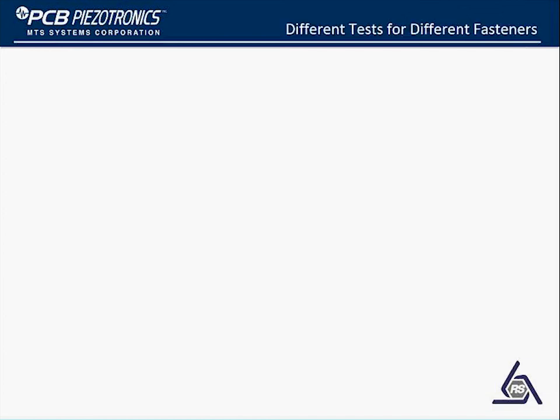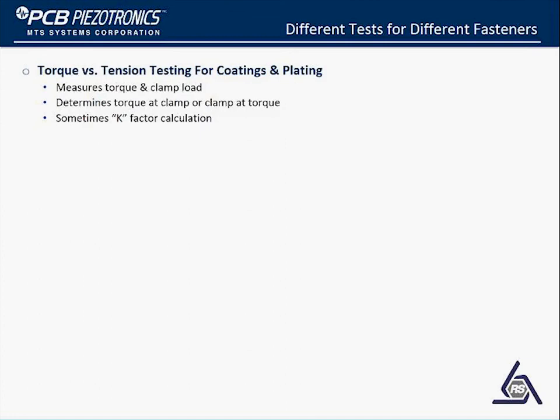So there are different tests for different types of fasteners. There's torque versus tension testing for coatings and plating, measures torque and clamp load, determines the torque at clamp or the amount of clamp load developed at a specific torque value, sometimes a K-factor calculation, the torque tension coefficient, is required. This is the most basic type of fastener testing that we'll find.